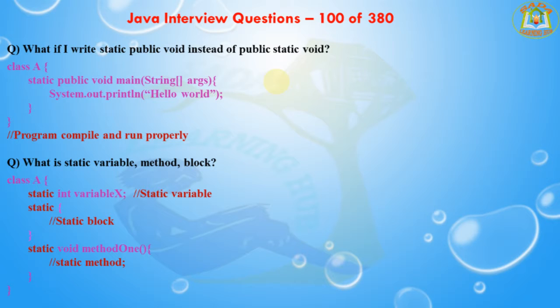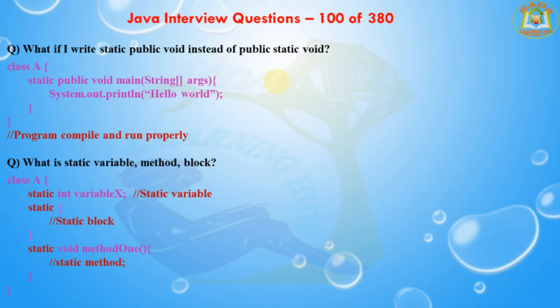Why is the main method static? Because an object is not required to call a static method. If it were non-static, the JVM would create an object first, then call the main method, which leads to the problem of extra memory utilization.